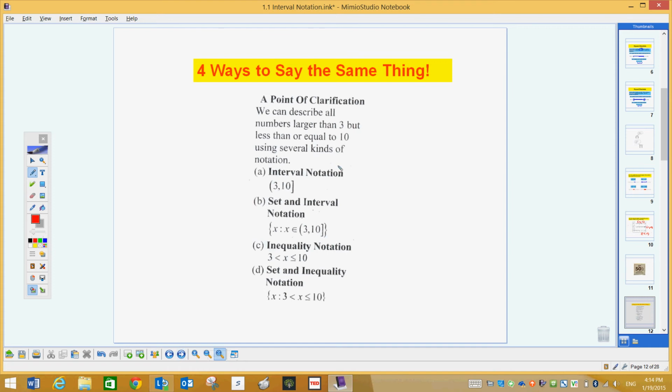All right, 4 ways to say the same thing. Interval notation is right here. Set interval notation, they just write it in this fancy format. I'm not going to make you ever do that, but our textbook sometimes asks for that answer written in that form. So when you look in the answer key, these two really say the same thing. Actually, all 4 say the same thing. This one here is the inequality notation, and this again would be the set inequality notation. Again, I would be expecting you to be able to do A and C.